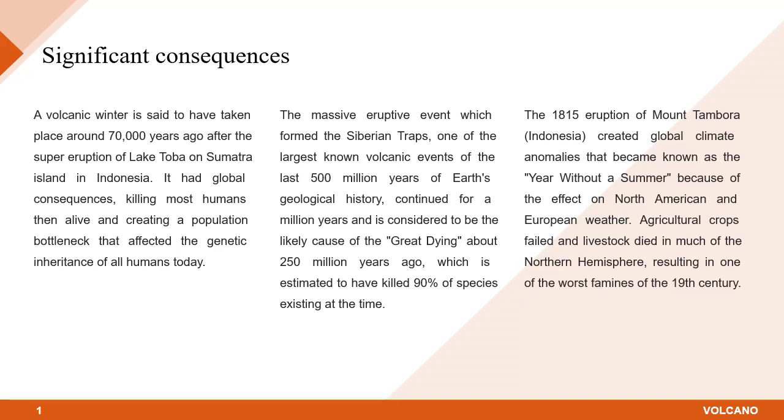The 1815 eruption of Mount Tambora, Indonesia, created global climate anomalies that became known as the year without a summer because of the effect on North American and European weather. Agricultural crops failed and livestock died in much of the northern hemisphere, resulting in one of the worst famines of the 19th century.